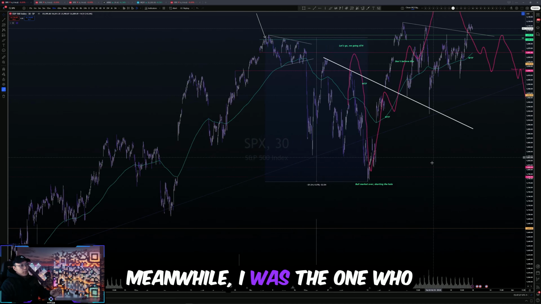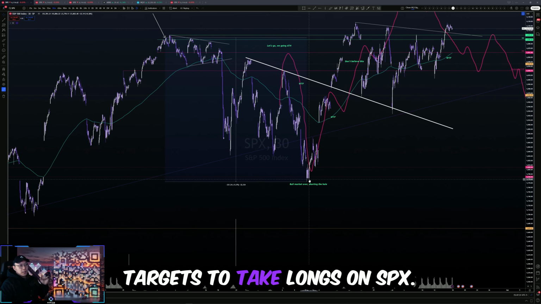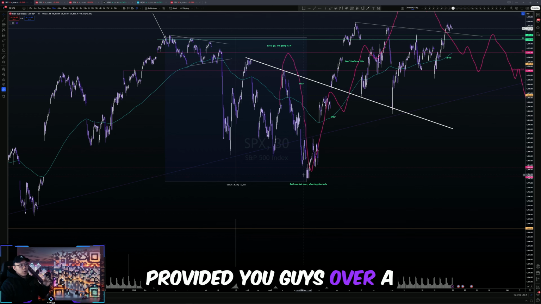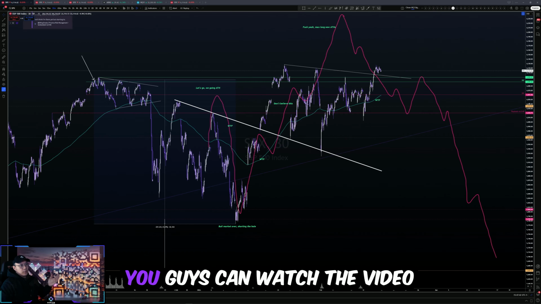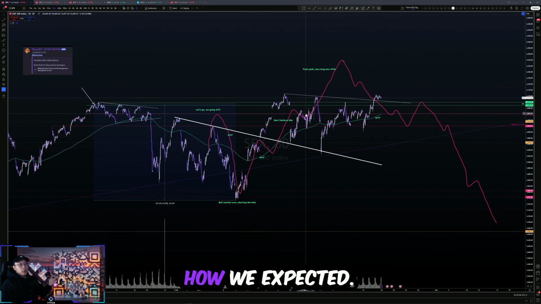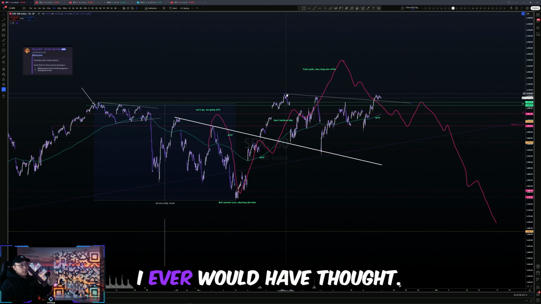Meanwhile, I was the one who gave you specific bottom targets to take longs on SPX. And this is a target that I provided you guys over a month prior to this happening. And from there, you guys can watch the video and just look at the squiggly. Everything has pretty much played out exactly how we expected. The only difference is that this range took way longer than I ever would have thought.